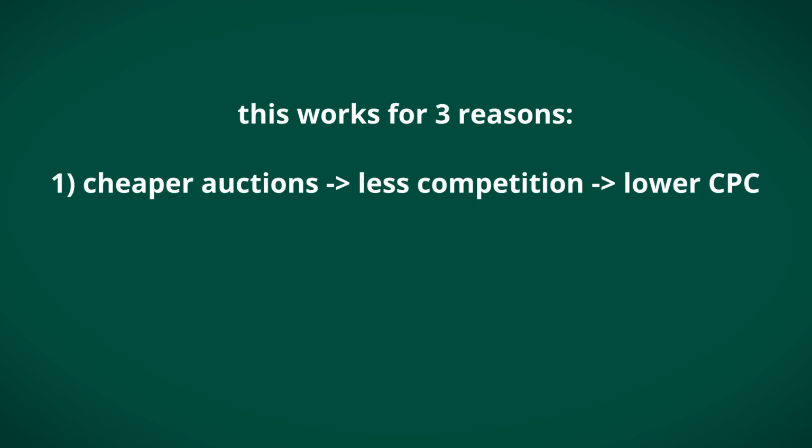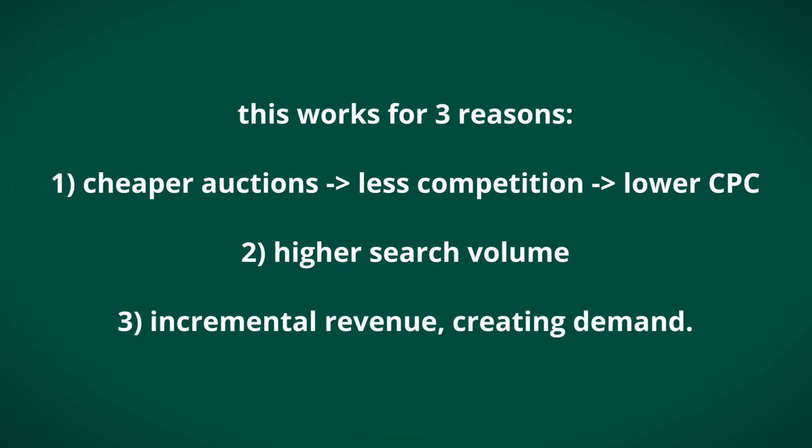First, you're entering cheap auctions, so less competition automatically drops your cost per click. Second, informational searches often have higher total search volume. They're more top of funnel, so naturally the audience is bigger. And third, it's incremental revenue. This is cold traffic your competitors are completely ignoring. You're not attracting existing buyers, you're creating demand earlier in the customer journey.